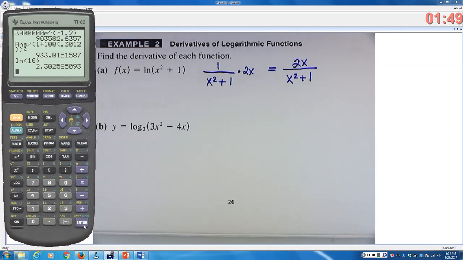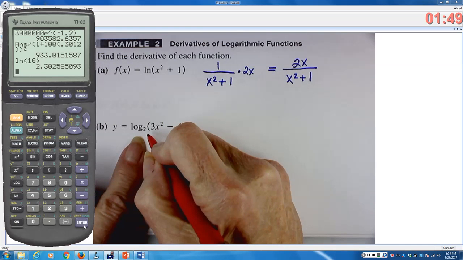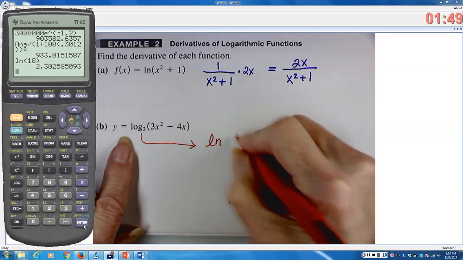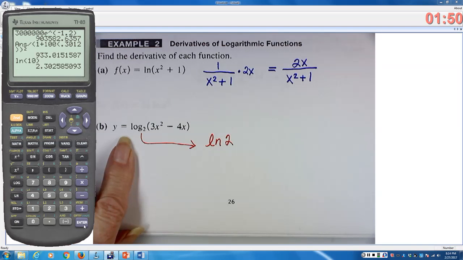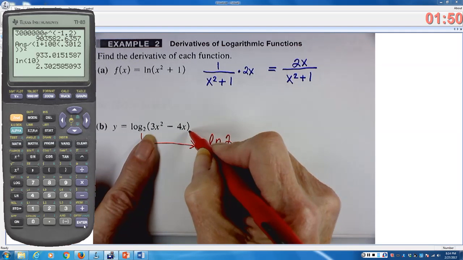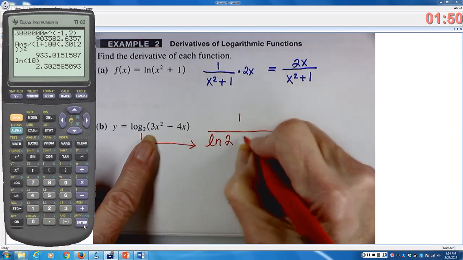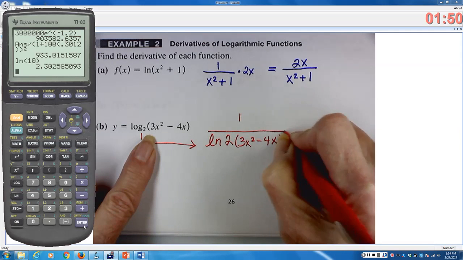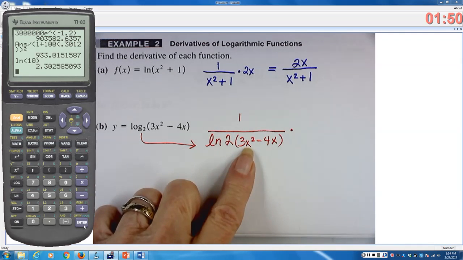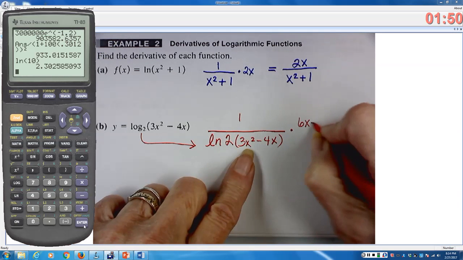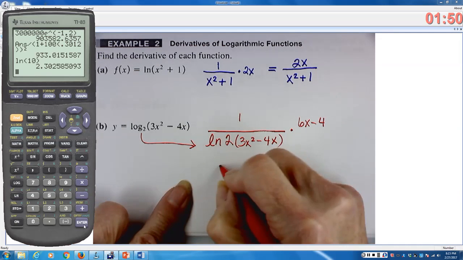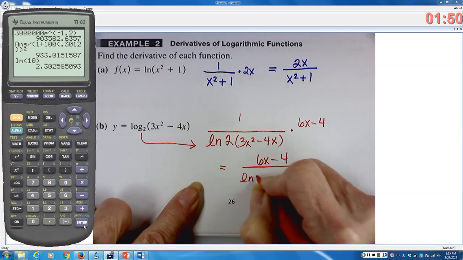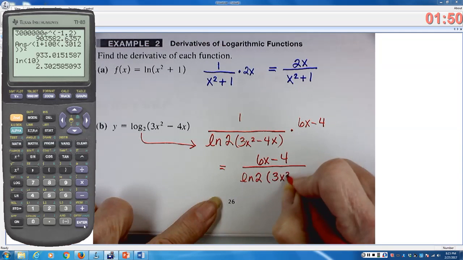Now this one is not base 10, it's base 2. So part of the denominator is going to be the natural log of 2. And then the derivative of the natural log of the parentheses is 1 over the parentheses. But then I have to multiply that by the derivative of what's in the parentheses, which is 6x minus 4. So the final form is going to be 6x minus 4 over natural log of 2 times 3x squared minus 4x.